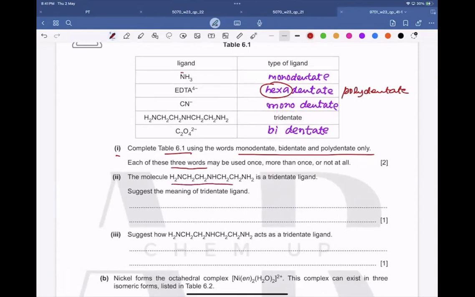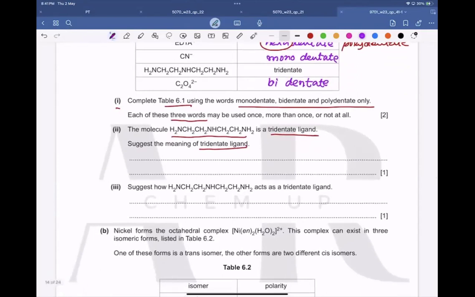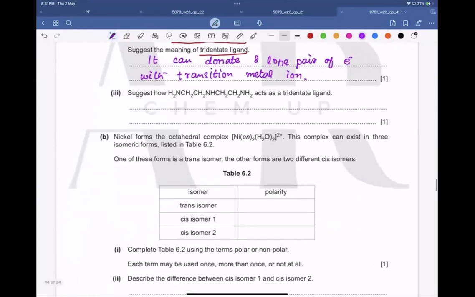The molecule is a tridentate ligand. Suggest the meaning of a tridentate. So I think it's very easy. Tri means three. So it can donate or share three lone pairs of electrons with a transition metal ion. Polydentate means it can form multiple dative bonds, more than two.